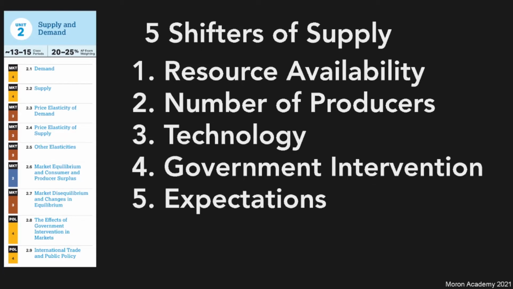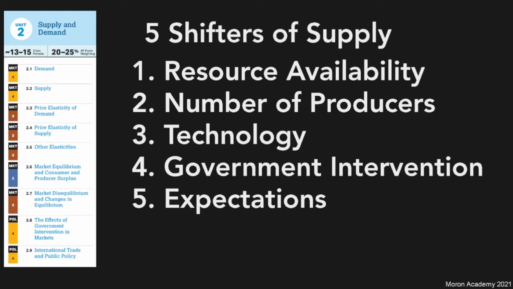So what are the 5 shifters of supply? First of which is resource availability. Say for a product like sandwiches, bread is a key component of sandwiches. They are a key resource of making sandwiches. If the supply of bread were to go down, the supply of sandwiches would also go down.